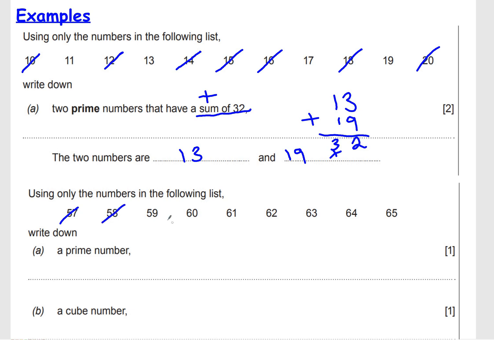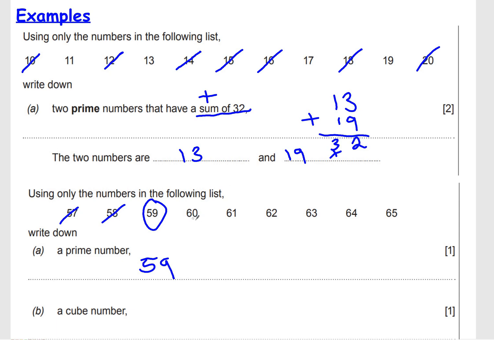59, well, 5 add 9 is 14. 14 isn't in the 3 times table, so it's not divisible by 3. It's an odd number as it ends in a 9, so it's not divisible by 2. And it isn't in any of the other times tables, so 59 we can write down is a prime number.